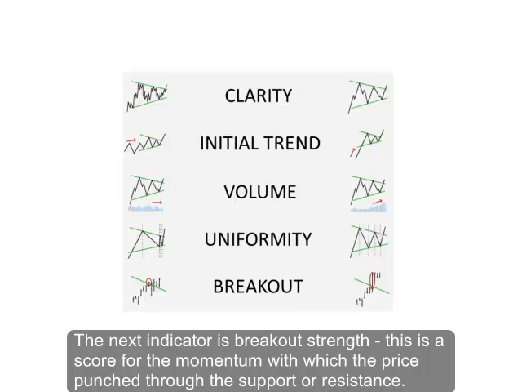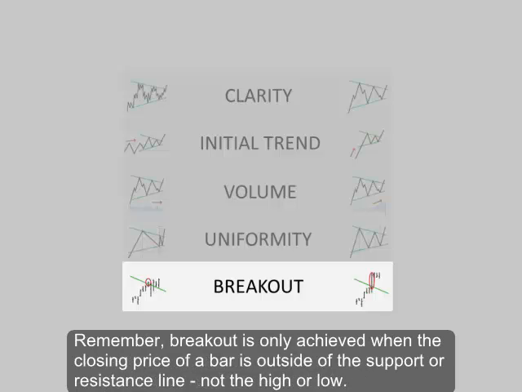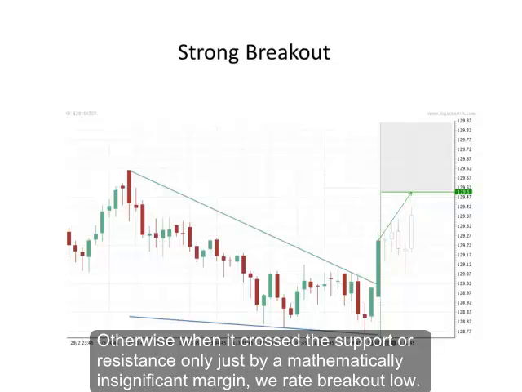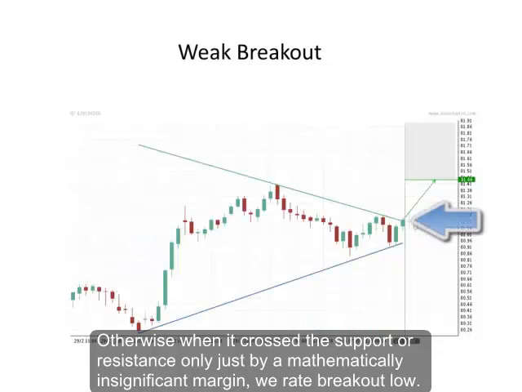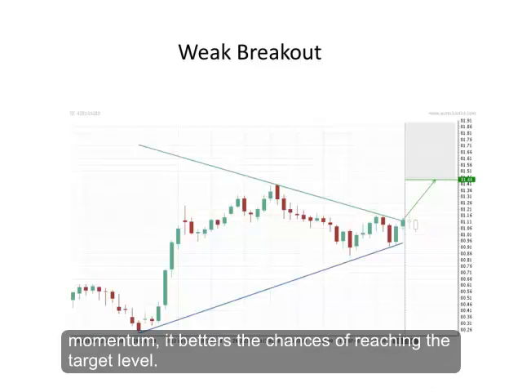The next indicator is breakout strength. This is a score for the momentum with which the price punched through the support or resistance. Remember, breakout is only achieved when the closing price of a bar is outside of the support or resistance line, not the high or low. So if the closing price is a significant distance beyond the boundary of the pattern, the breakout is strong. Otherwise, if it crossed the support or resistance line only by a mathematically insignificant margin, we rate the breakout low. What it means in the theory, and more so in common sense actually, is that if the price has strong momentum, it betters the chances of reaching the target level.